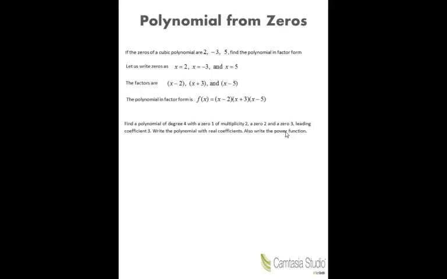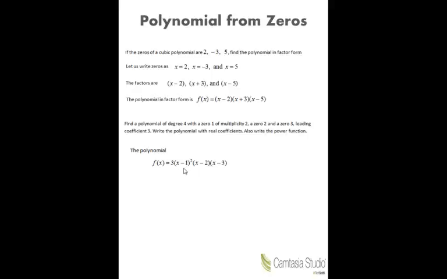Find a polynomial of degree 4 with a zero 1 of multiplicity 2, a zero 2, and a zero 3. Leading coefficient is 3. Write the polynomial with real coefficients. Also write the power function. So let us have a look at this. We have said the leading coefficient is 3. So we put this 3 here. And then we are saying that my zero is 1 of multiplicity 2. So then we say x minus 1 squared.